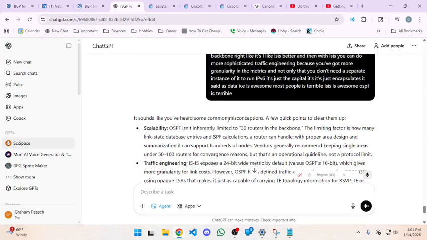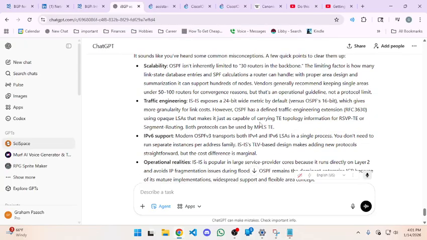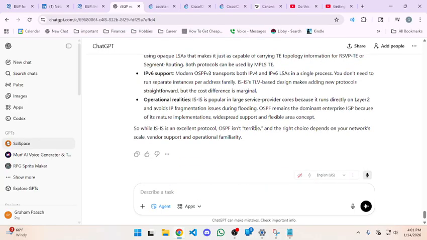Let's see here. Subject: heard misconceptions, scalability. Put them in different areas. It's not terrible.